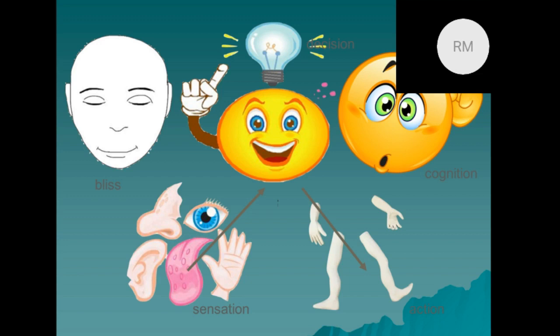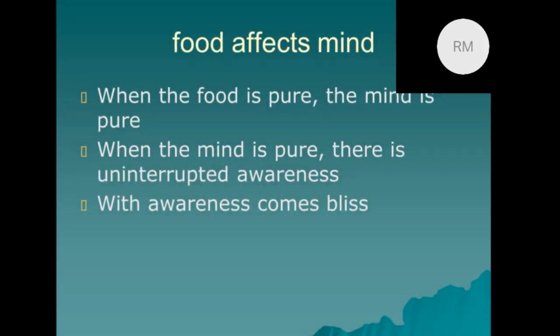Only when you are established in that state is your cognition balanced, is your decision making balanced, and only then are you able to interact with the external environment in a balanced way. And food influences all these five factors very profoundly. So we say that when the food is pure, the mind is pure, and when the mind is pure, there is uninterrupted awareness, and with awareness comes bliss.